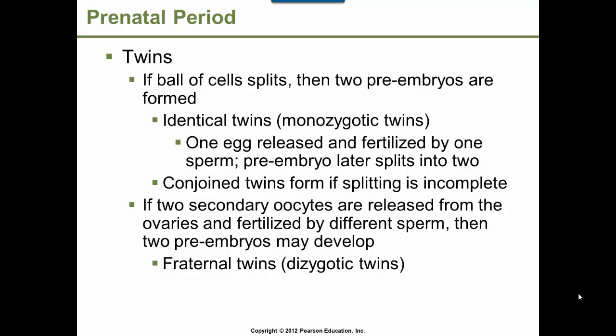If 2 secondary oocytes are released from the ovaries and fertilized by different sperm, then 2 pre-embryos may develop. These are termed fraternal twins or dizygotic twins. Fraternal twins may or may not be of the same gender, and they are no more genetically similar than siblings who aren't twins.